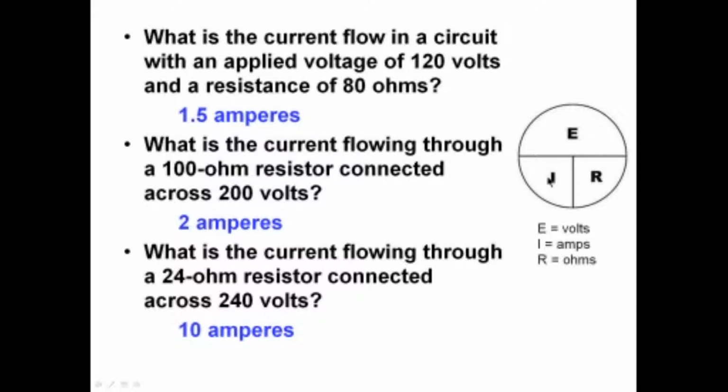What's the current flowing through a 24 ohm resistor connected across 240 volts? Once again, we want to know the amperes. We don't know that, but we do know that we have 240 volts, 24 ohms. We divide this into this, and the result is 10 amperes. Oh, more math. Okay.